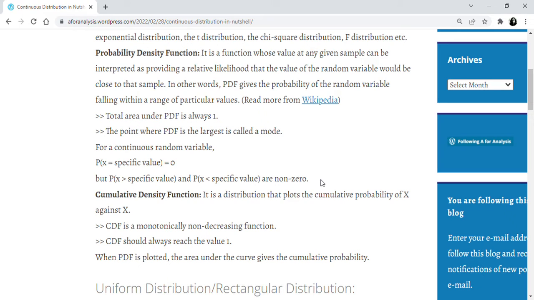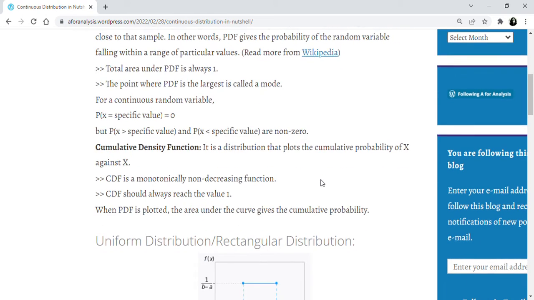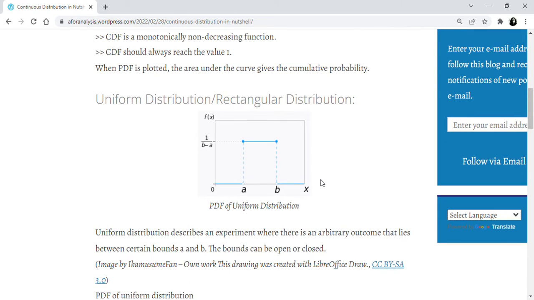It might be getting saturated or it might be increasing, but it's non-decreasing. That's what it means. The CDF should always reach the value of 1, and when the PDF is plotted, the area under the curve gives you the cumulative probability. So here, this is the probability density function of a uniform distribution, but if we calculate the area under this curve, that will actually be the cumulative probability.